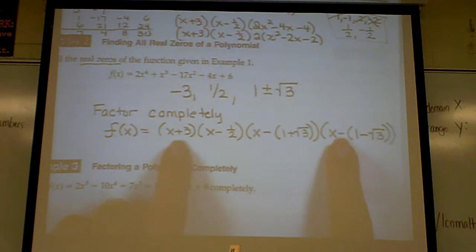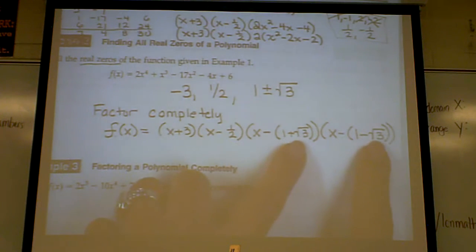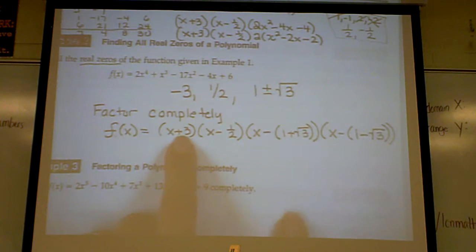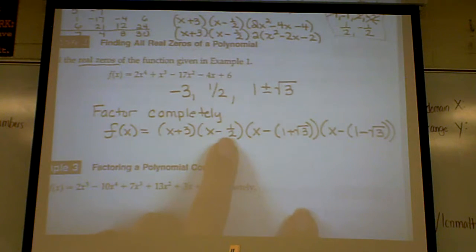Notice how it's always the opposite of the zeros. So what are your zeros? -3, 1/2, 1 plus √3, and 1 minus √3. Okay? Questions?